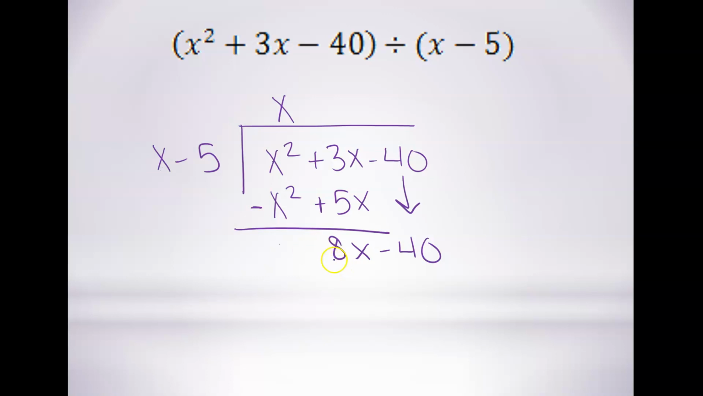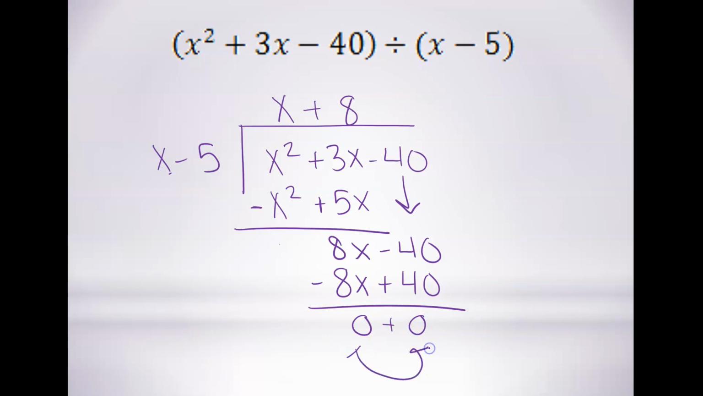Same question, what do I have to multiply x by to get 8x? I need an 8, so 8 times x is 8x. 8 times negative 5 is negative 40. So you get negative 8x and positive 40. So negative 8x and positive 8x is 0. Negative 40 and positive 40 is 0. We're happy once again. This answer has no remainder. Its quotient is x plus 8.